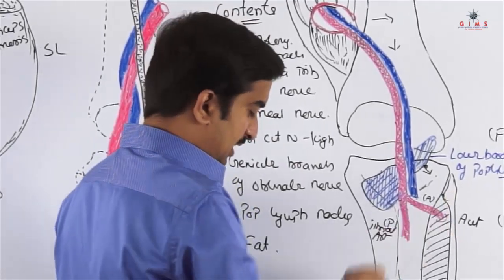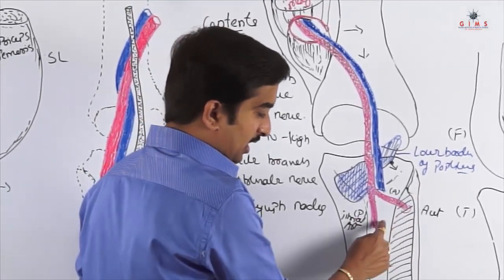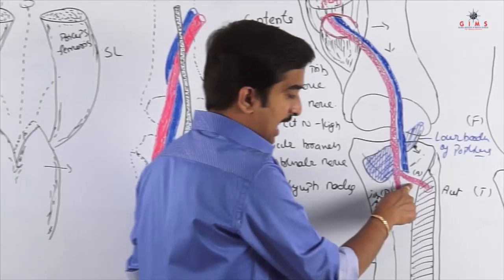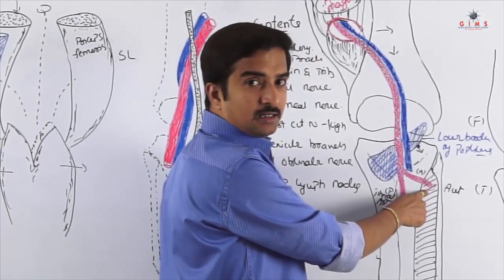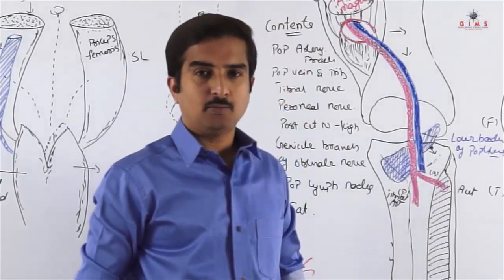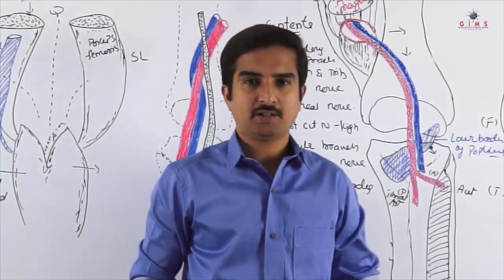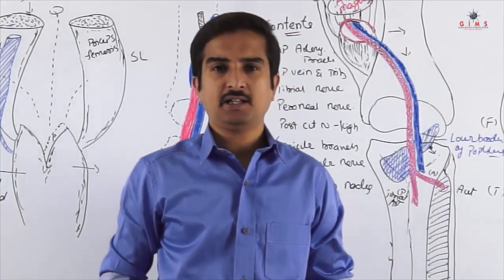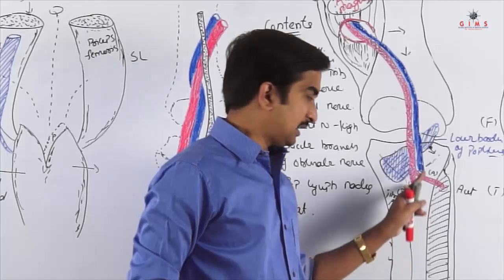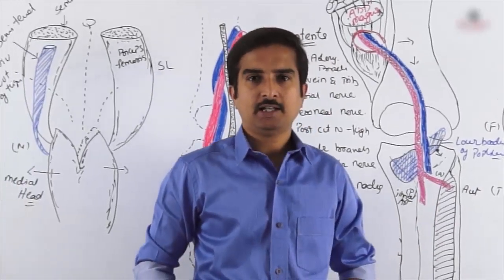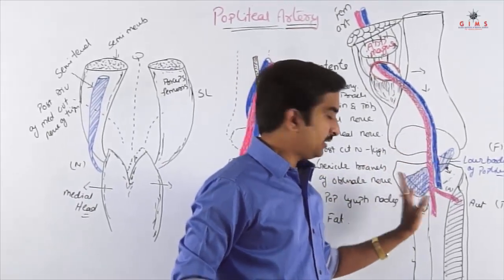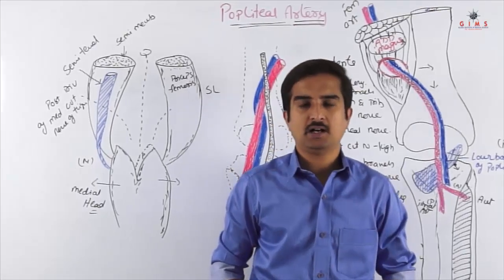So if you see, this is the fibula. Between the fibula as well as the tibial bone, you have the interosseous membrane. The anterior tibial artery pierces the upper part of the interosseous membrane to reach the anterior aspect of the leg, where it continues to supply the anterior aspect of the leg. And posteriorly, it continues as the posterior tibial artery. So this is the origin, this is the course, and this is the termination of the popliteal artery.